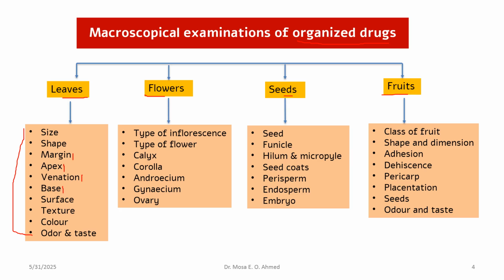For flower, as we know, the composition or the parts involved in forming a flower are different from those of the leaves. The first feature is the type of inflorescence: is it racemose or cymose, determinate or indeterminate? The type of flower itself: is it zygomorphic, symmetrical or asymmetrical, and so on. The calyx is also important for characters, as are the corolla, androecium and gynoecium.